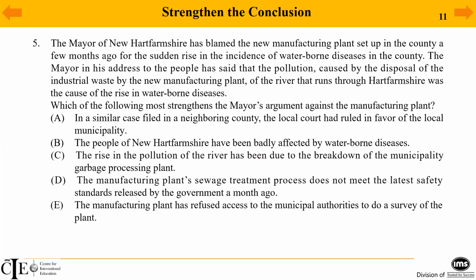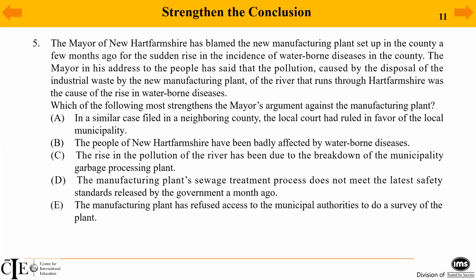So we have to prove something against the manufacturing plant in terms of causing diseases. Now B is a tricky answer. The people of New Hertfordshire have been badly affected by waterborne diseases. So we are searching for the cause. We have to strengthen the cause. The manufacturing plant is responsible. Okay.